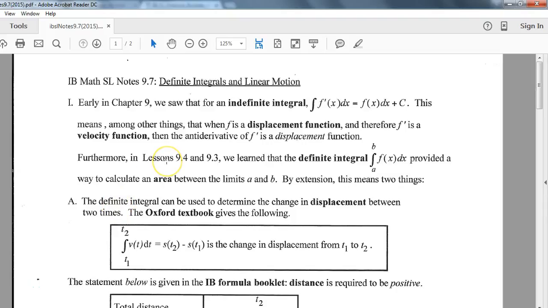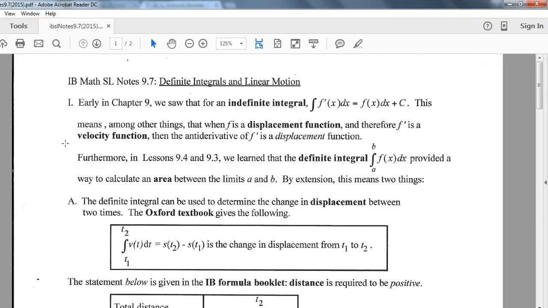For this last section on Chapter 9, Section 7, we're now using our concept of definite integrals to link with the idea of linear motion. The major idea to keep in mind is the connection between displacement, which we also call distance, to velocity to acceleration.